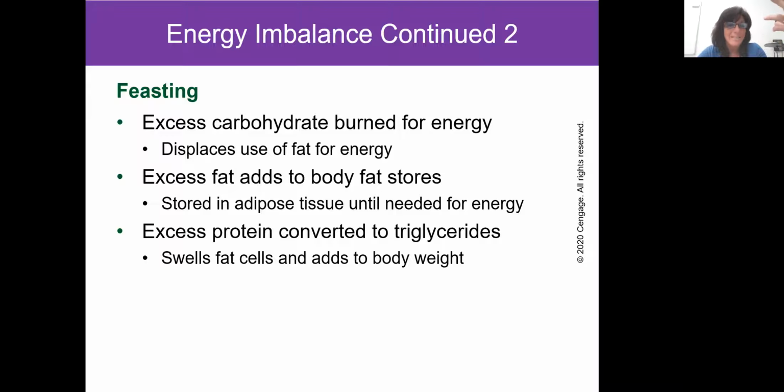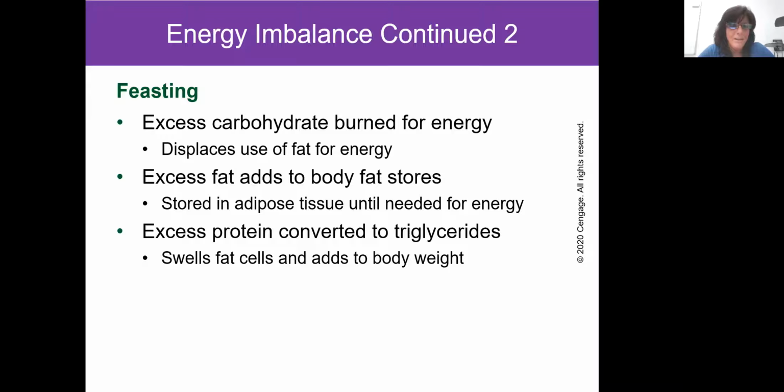Your body will burn excess carbs for energy, which is a good thing, and it will displace the use of fat for energy. So in other words, you're eating mostly a carbohydrate-filled diet. That's what your body's using to feed your cells. And so the fat is just kind of sitting there. So you want your body to utilize some of the fat, and you don't want your body to be storing fat like that, right? And again, excess fat adds to body fat stores. If there's ever a situation where you're stranded on a desert island, you might need it, right, to be stored for later use. But it's a problem if you're going to keep on eating. They're just going to be stored and the fat cells will keep on growing.